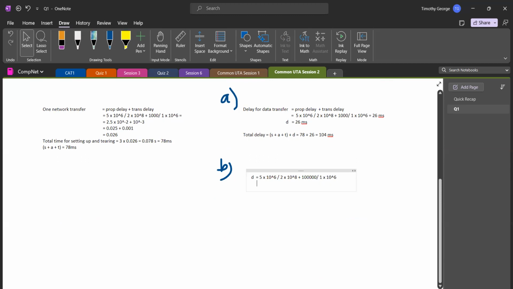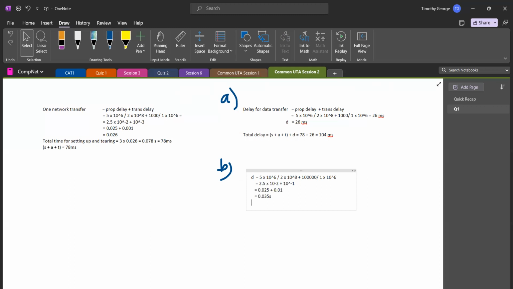So how much is that going to be equal to? Here you'll get 2.5 x 10 to the power minus 2. Plus here how much will you get? This is 10 to the power 5 divided by 10 to the power 6, you're going to get 10 to the power minus 1. Simplifying that, that's actually 0.025 plus 0.01. That's going to give you 0.035 seconds.